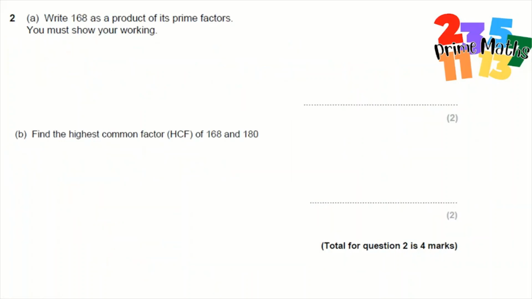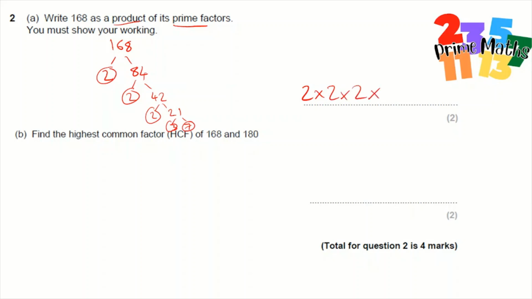Question 2. As a product of prime factors, we want to find the numbers that multiply and are the prime factors. So 168 we can split into 2 multiplied by 84. We can split this into 2 multiplied by 42. 2 and 21, and 21 can be split into 3 and 7. As a product of prime factors, this is 2 times 2 times 2 times 3 times 7, or 2 cubed times 3 times 7. Both answers would be correct.